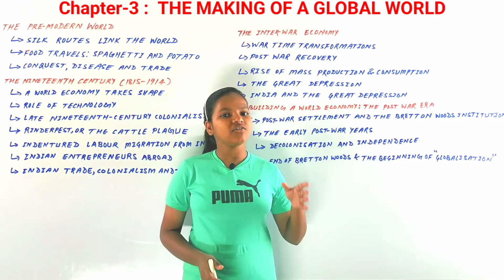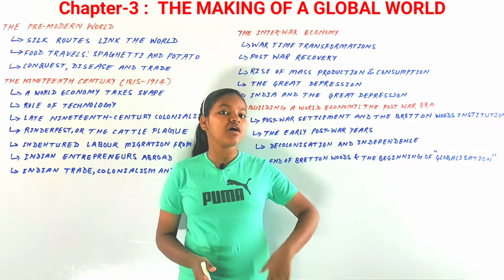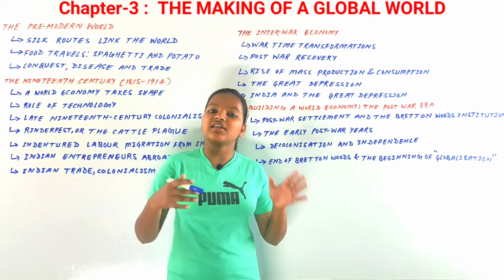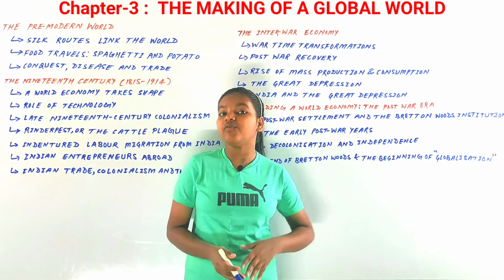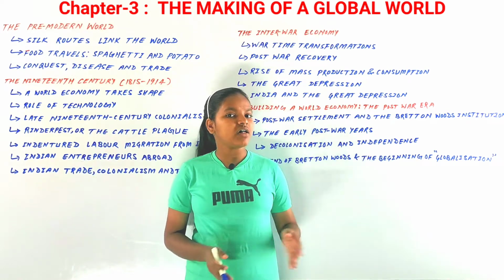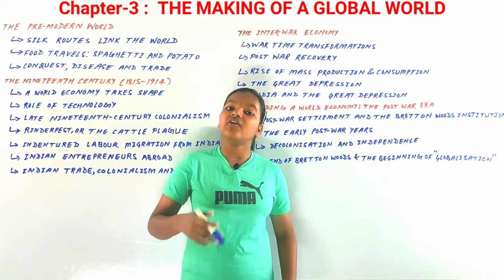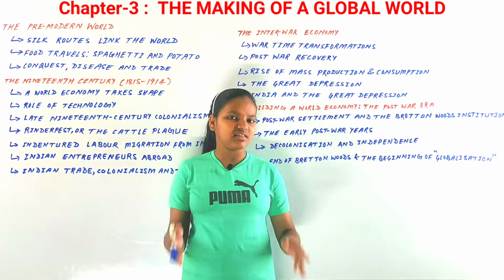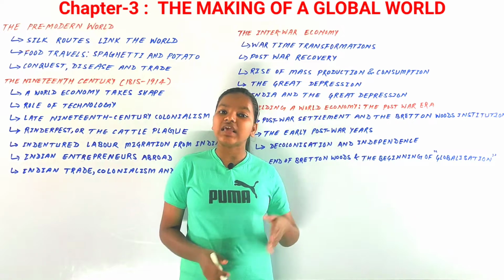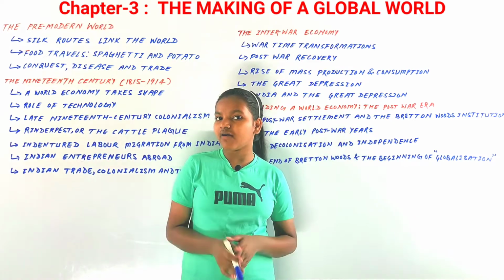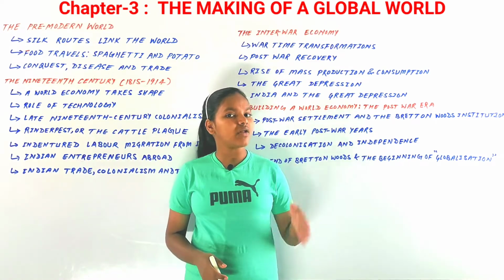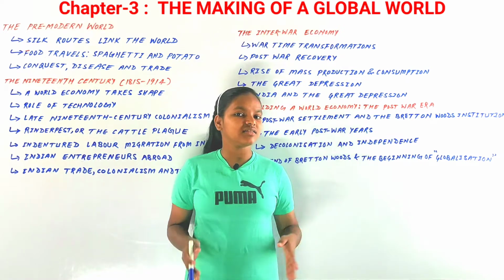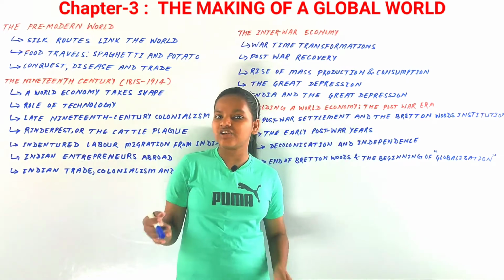So basically we are going to see the process of globalization, the build-up of the economy, the impacts of the First World War, and most importantly the Great Depression. We'll discuss all these things in this chapter, and we'll see about the pre-modern era and the modern era, the post-war era as well. So all these things we are going to discuss in this chapter.